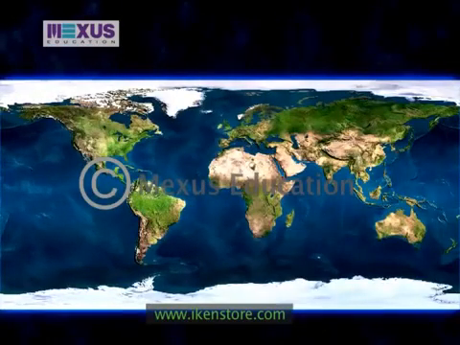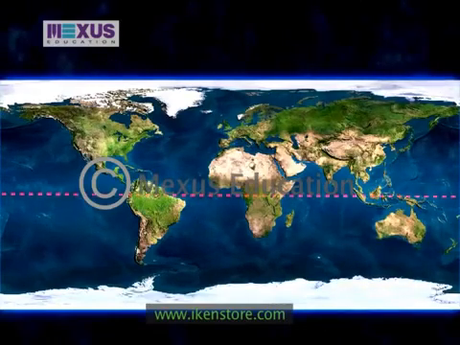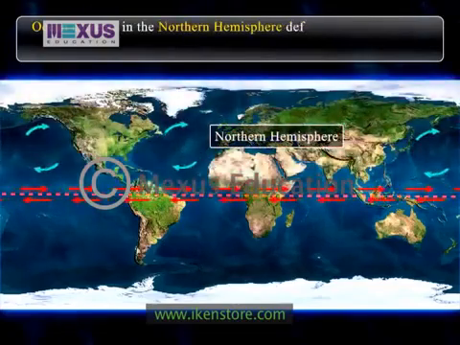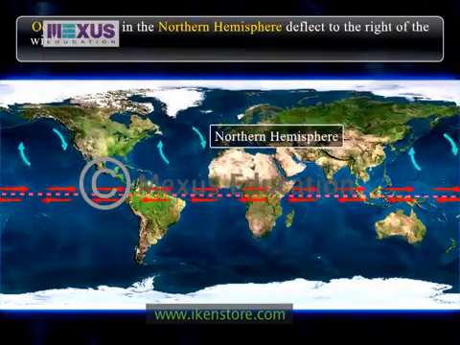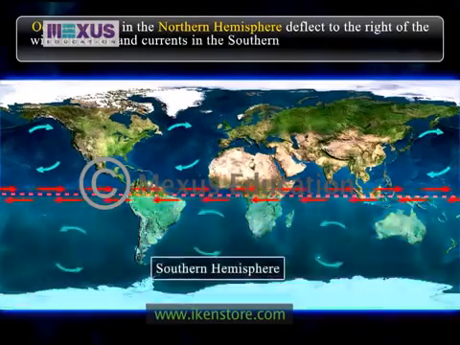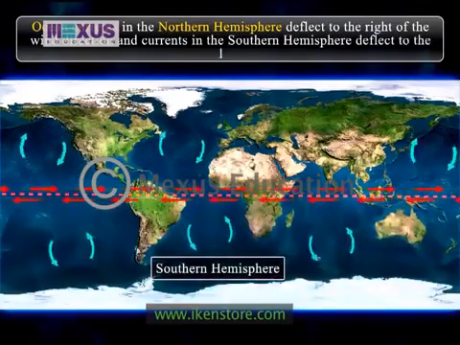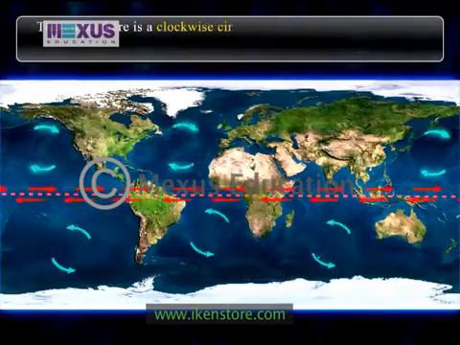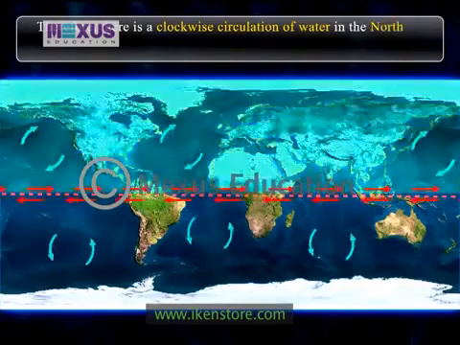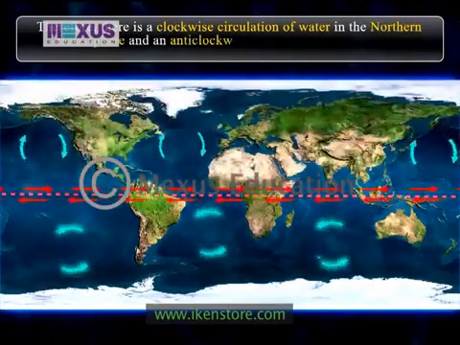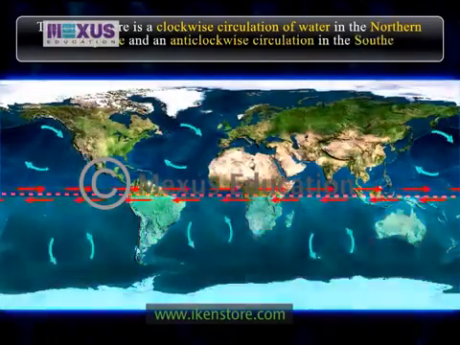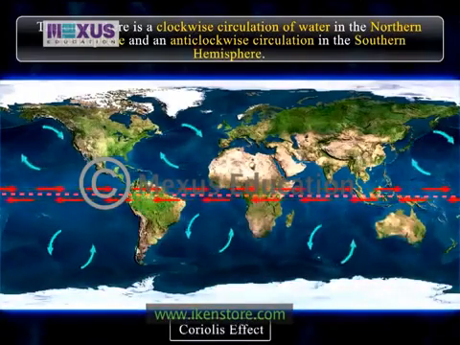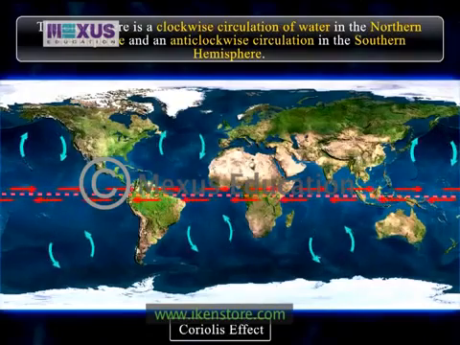The prevailing winds lend speed and direction to a mass of water. Ocean currents in the northern hemisphere deflect to the right of the wind direction, and currents in the southern hemisphere deflect to the left. Therefore, there is a clockwise circulation of water in the northern hemisphere and an anti-clockwise circulation in the southern hemisphere. This is the Coriolis effect, caused due to the rotation of the earth.